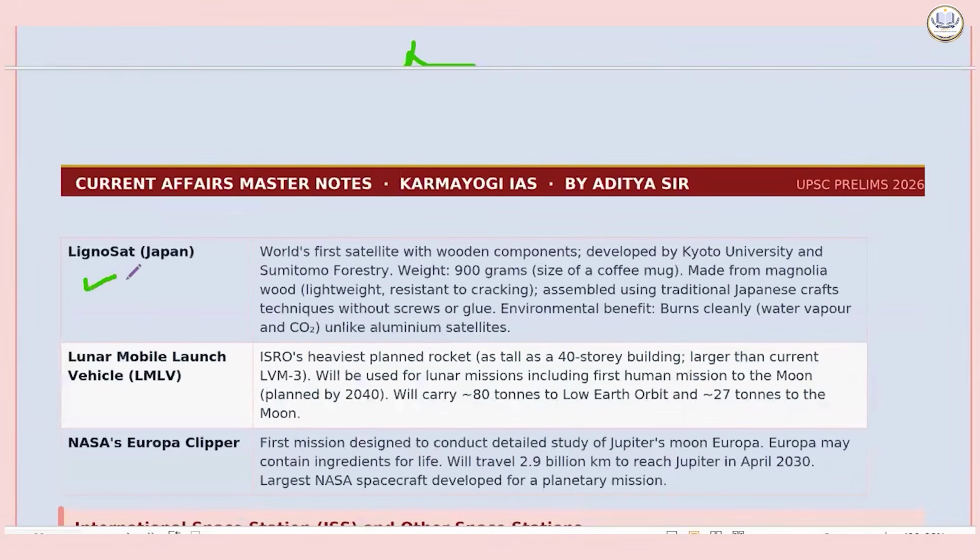Then we have LIGNOSAT, Japan. World's first satellite with wooden components, developed by Kyoto University and Sumitomo Forestry, weighs 900 grams, size of a coffee mug, made from magnolia wood that is lightweight, resistant to cracking, assembled using traditional Japanese craft techniques without screws or glue. Environmental benefit is that it burns cleanly, releasing water vapor and carbon dioxide, unlike aluminium satellites.